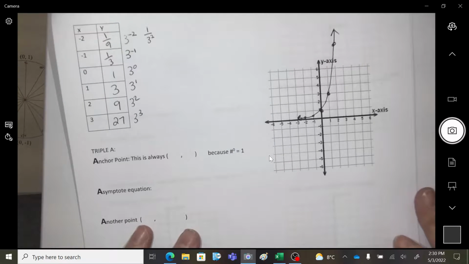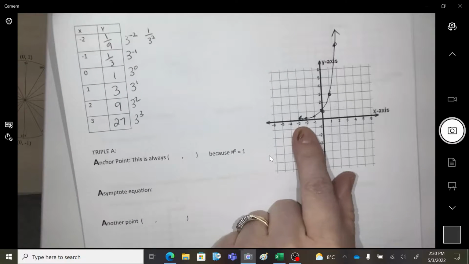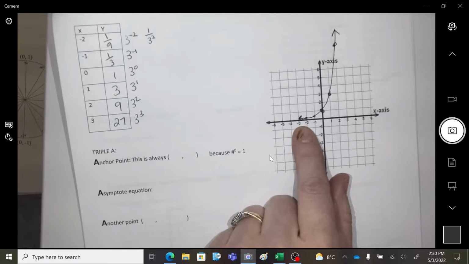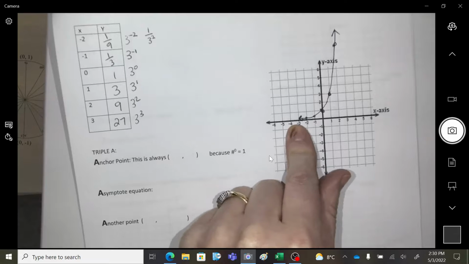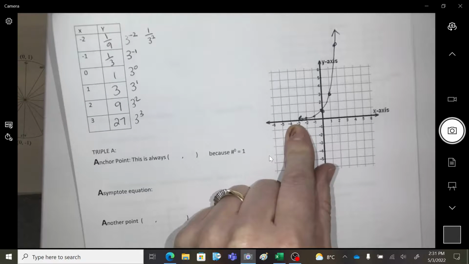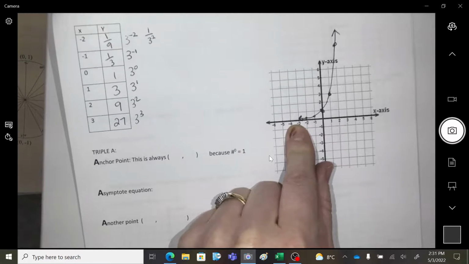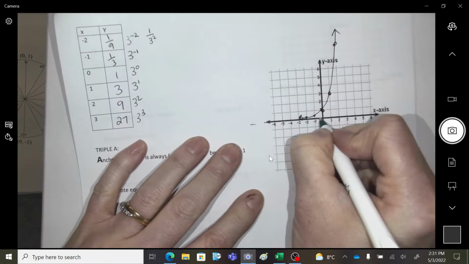Okay, let's talk about what's happening on the left side of this graph. What's going to go on here? If I keep going and going left and left and left, what's happening? I'm getting closer and closer to 0. What happens on a graph if we ever say we're getting closer and closer and closer? A dotted line, an asymptote.